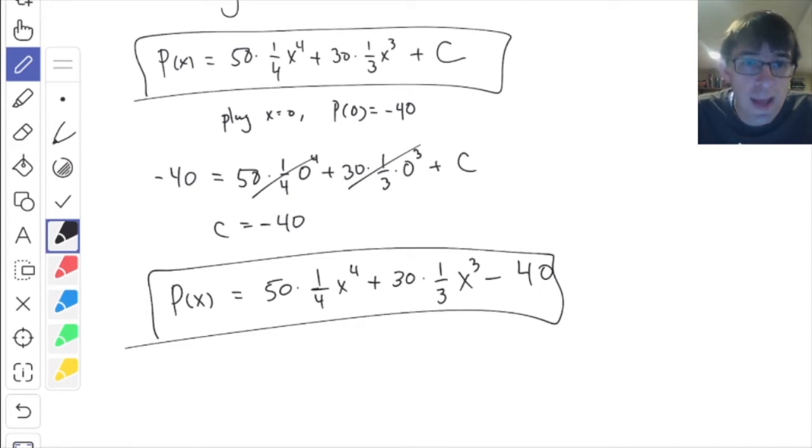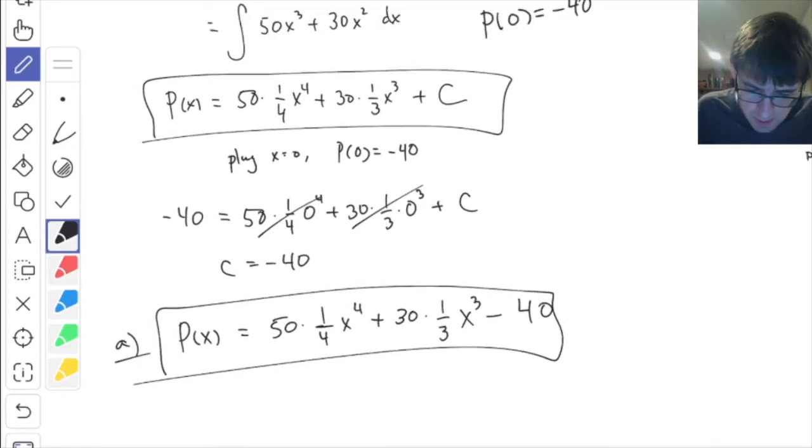That's the answer for part A, right? There was a part A and a part B. Any questions so far about this? This is my answer for part A. All right, so that was part A. Part B, let's go back to the question here.